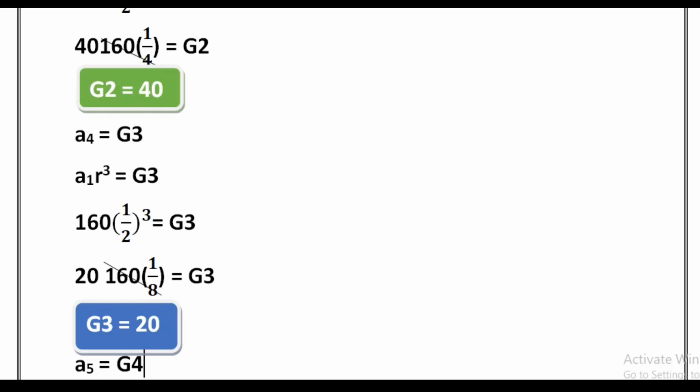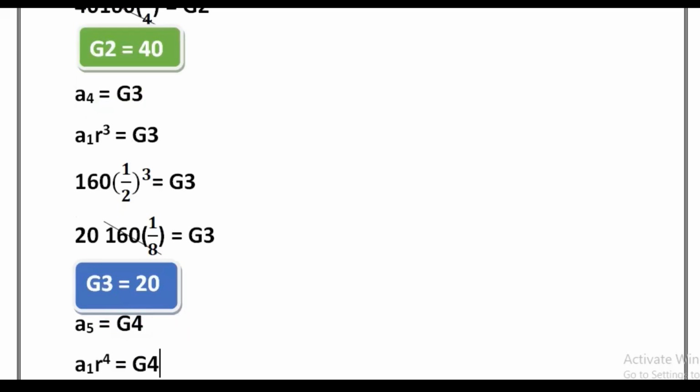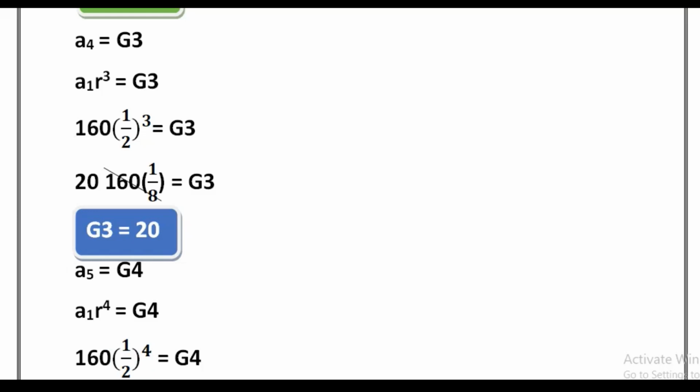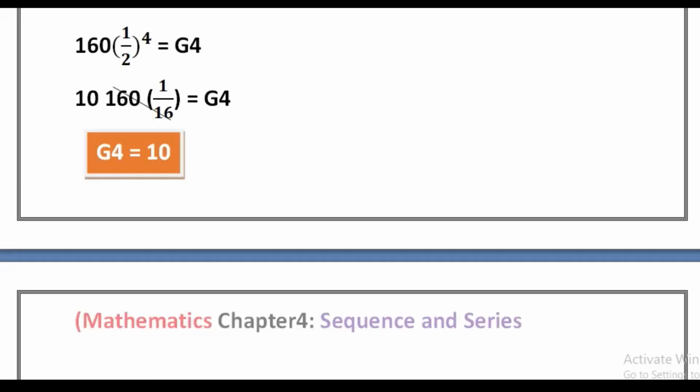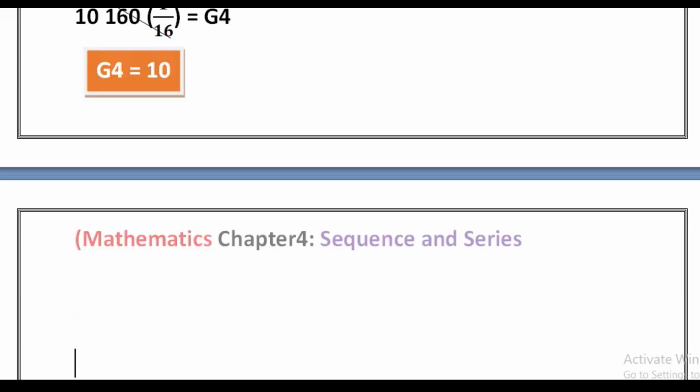Next, fifth term A5 is equal to G4. A5 can also be written in geometric sequence, that is A1 r power 4 equal to G4. So value of A1 is 160 into value of r is (1 divided by 2) whole power 4 is equal to G4. 2 power 4 is equal to 16. 10 times 16 is 160, equal to G4. So G4 is equal to 10.